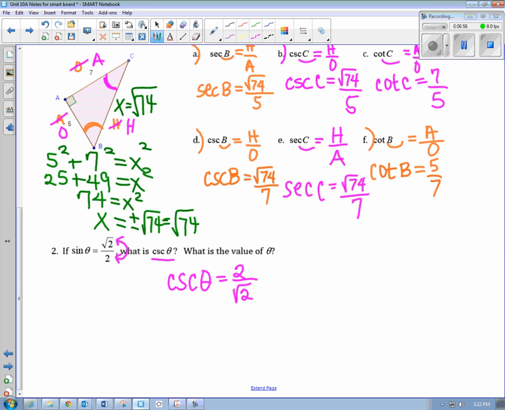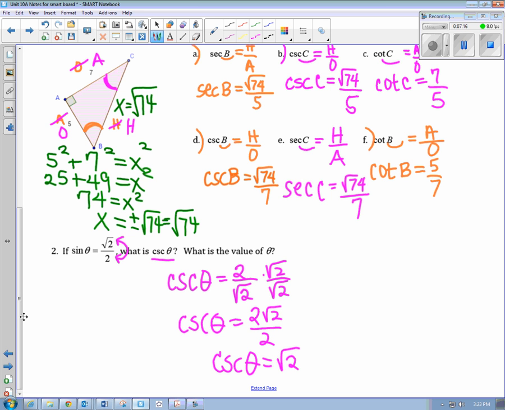Of course, we're not allowed to leave that radical in the denominator, so I'm going to multiply top and bottom by radical 2. Which will give me that cosecant theta is equal to 2 radical 2 over 2, which then simplifies to cosecant theta equals the square root of 2.